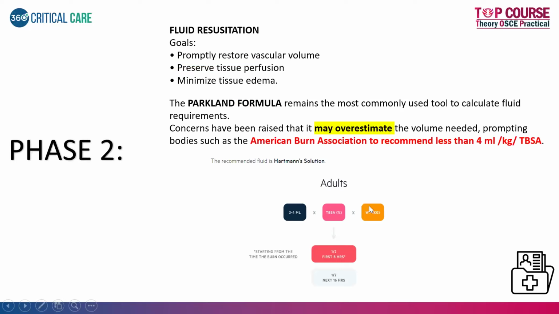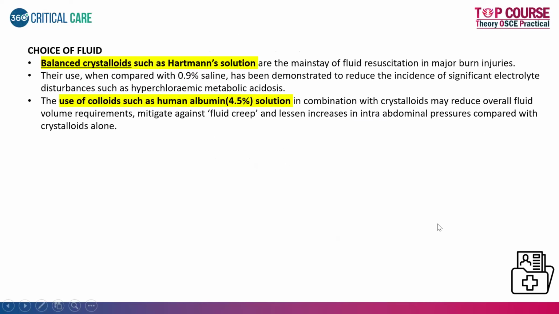What happened is the ABA felt that 4 ml per kg body weight can be an overestimate if we are using it as a blanket rule for all patients. So that is one of the things they thought about. They always suggest that we start with balanced crystalloids as much as possible.